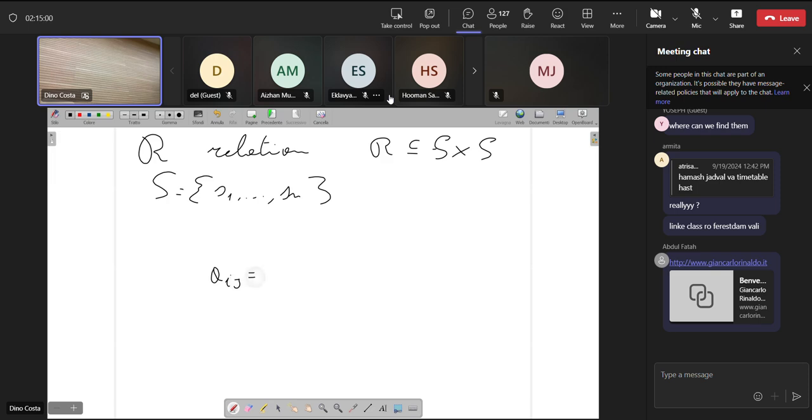Now we can define our relation as a matrix in the following way. We say Aij, the entry that corresponds to i,j in the matrix, can be either 0 or 1. It is 1 if Si, Sj belong to the relation. So, for example, suppose that we have Alice, Bob, and Eve: Alice loves Bob. In that case, it is 1, and it is 0 otherwise.